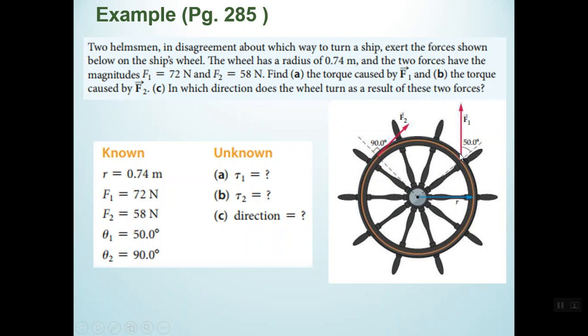Theta 1 is the angle between the radius and the force F1, equal to 50 degrees, and theta 2 is the angle between the radius and F2, equal to 90 degrees. It's asked to calculate the torque tau 1 exerted by force F1 and tau 2 from F2, and in which direction this wheel will rotate.